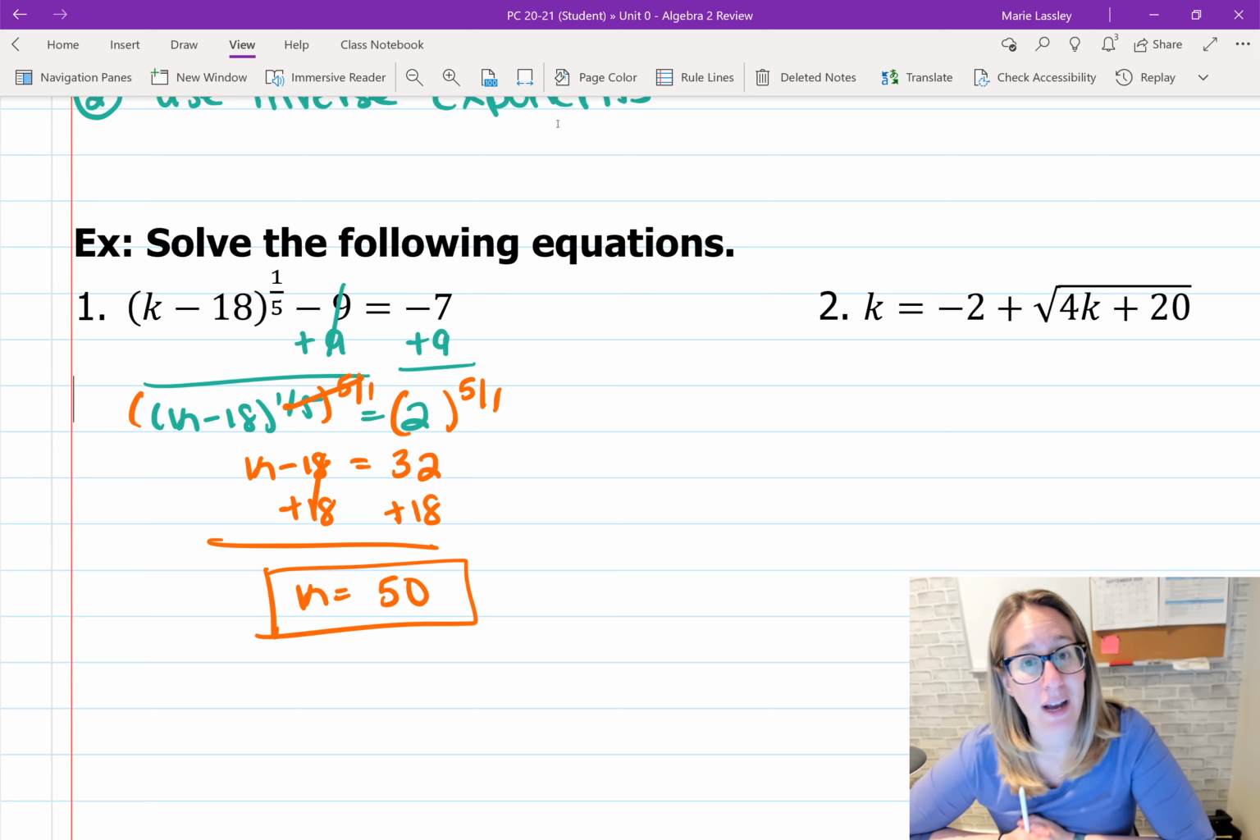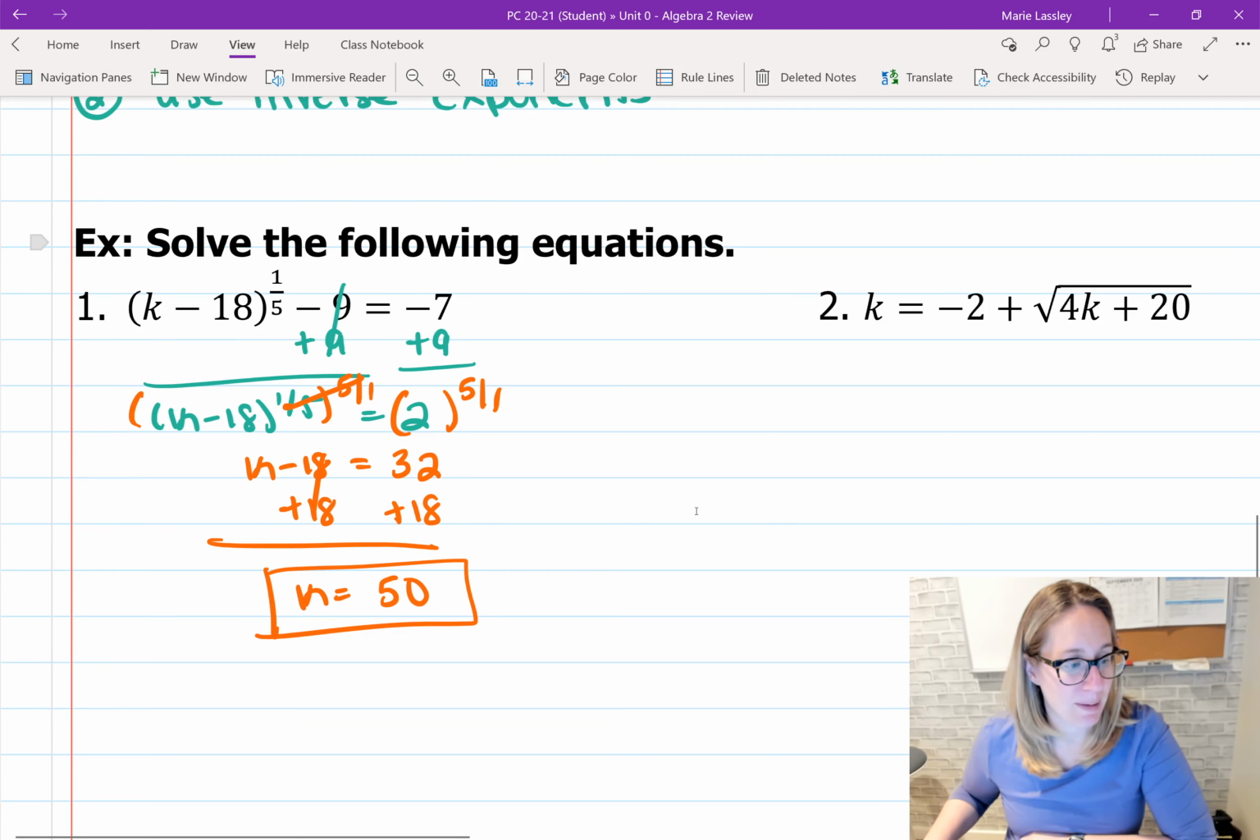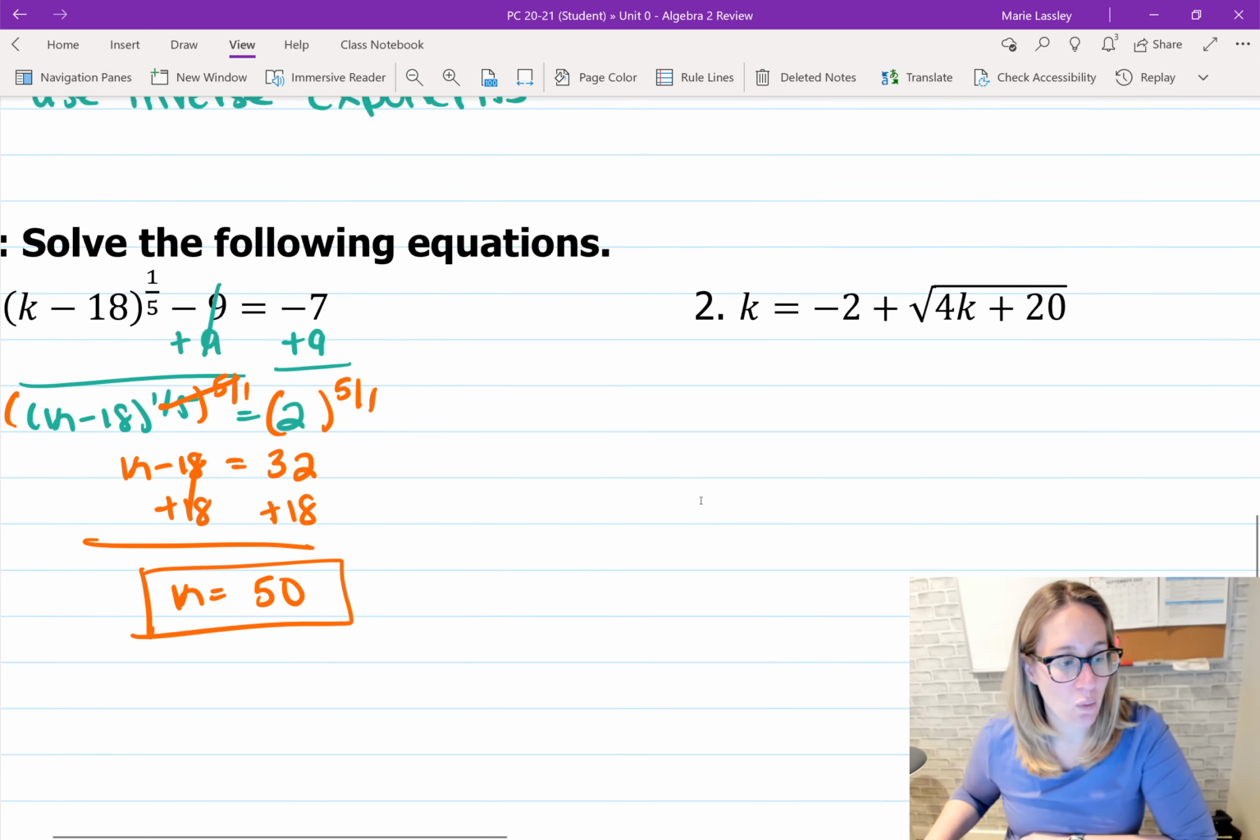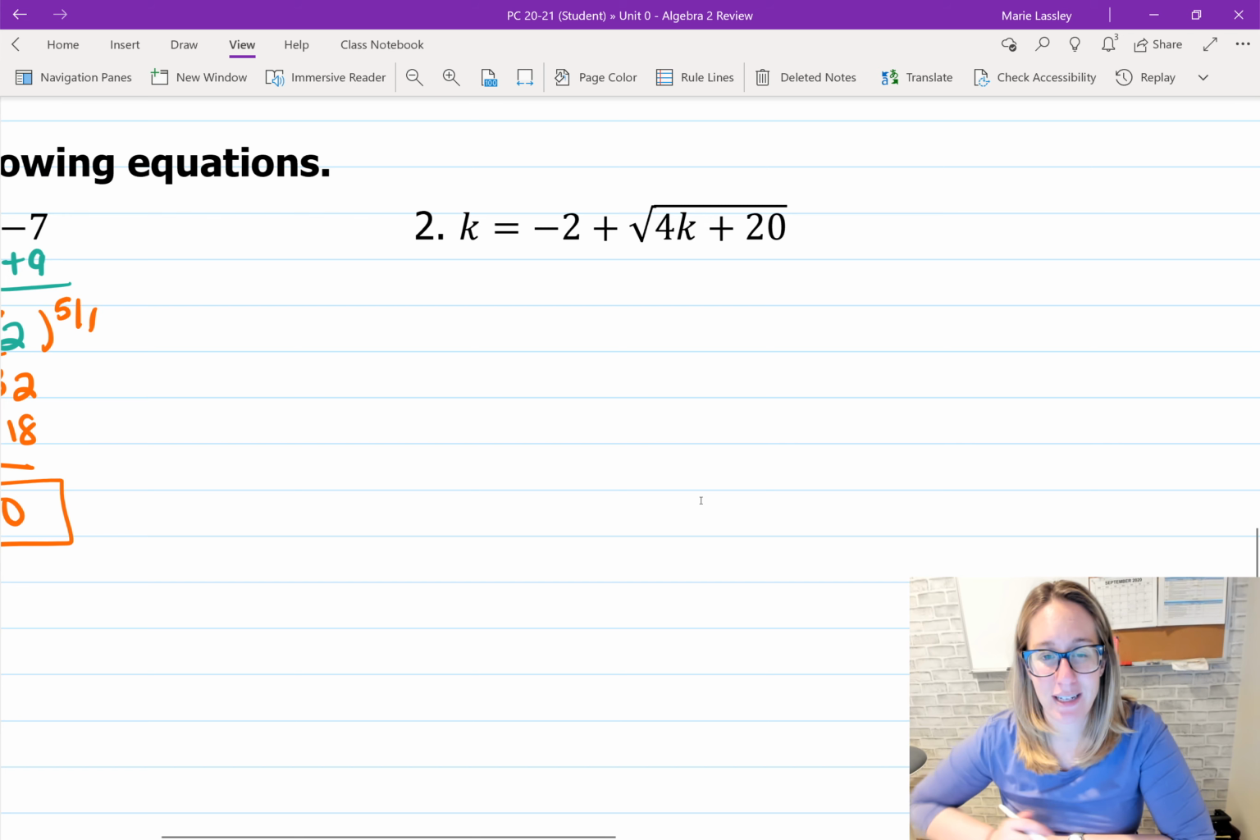Okay, so that brings me to my second one, which is going to get a little bit tougher, but not extremely. It just has one thing in it that students tend to get wrong, which is why I wanted to show you guys this as our example problem. All right, so same deal though. I'm following the same rules.